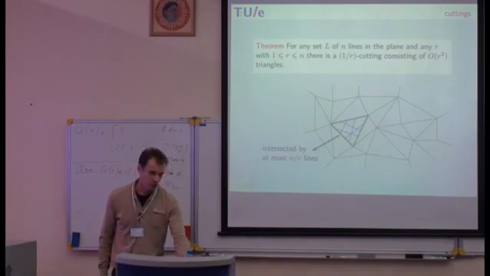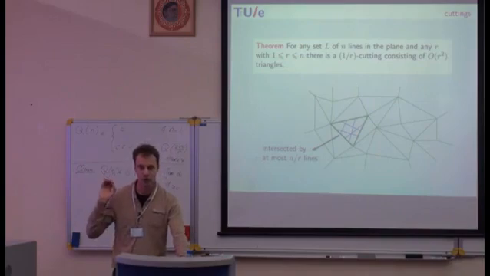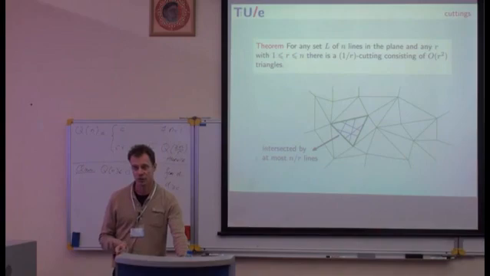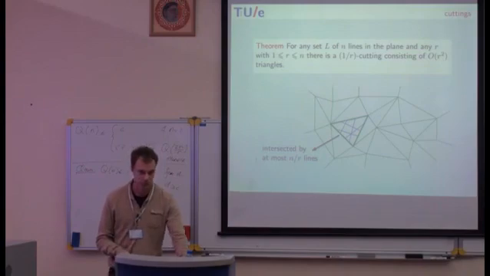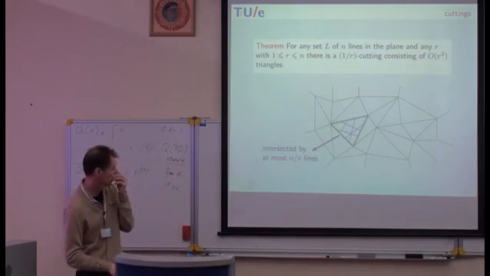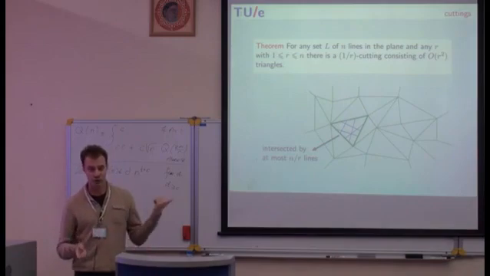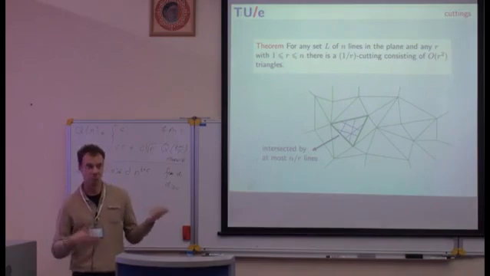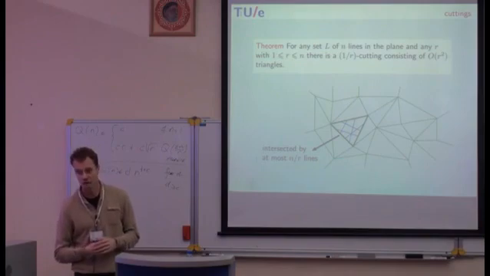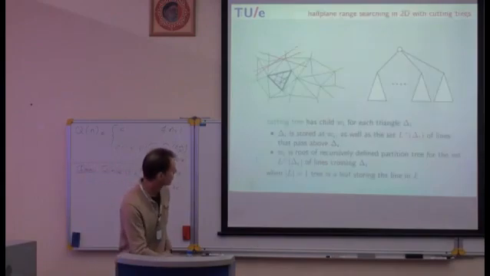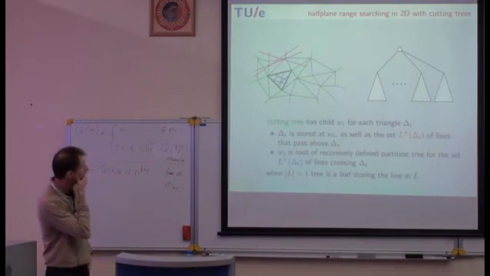So now, how would you set up a data structure such that you can quickly count how many lines are above that point, based on this? So we're going to have a tree. What are the children of our tree? They correspond to triangles in the cutting. So it looks like this.